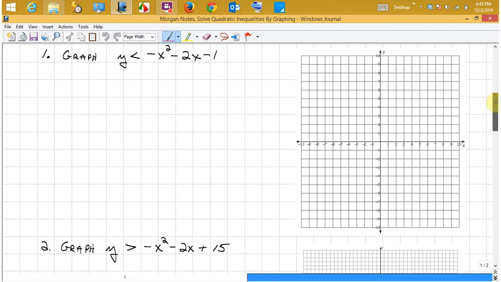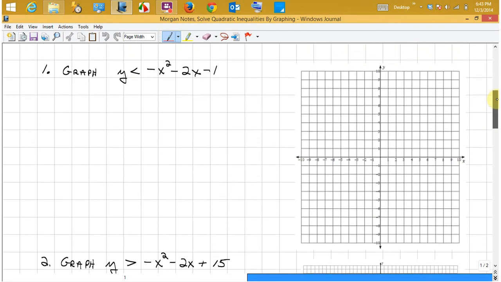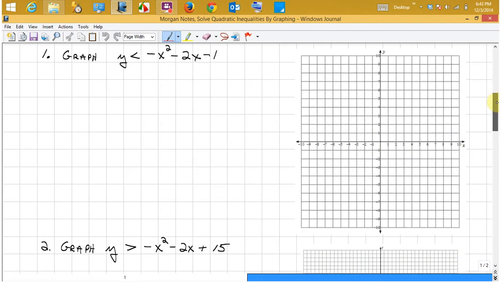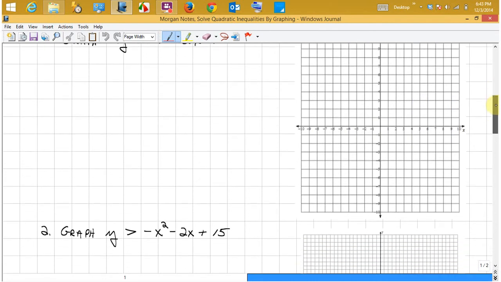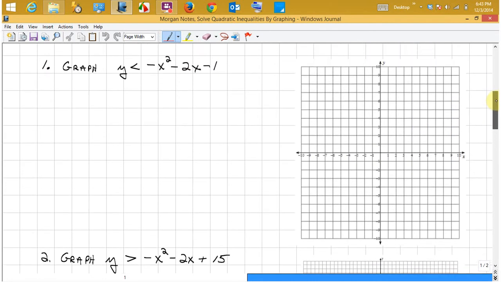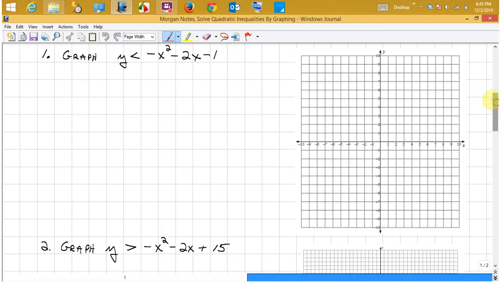Now, the examples that I have here are all in standard form. That seems to be what the book likes. But you could get one that's in vertex or intercept form. You'd use the same procedure. So let's go ahead, and what we have is y is less than negative x squared minus 2x minus 1. Notice that there is no equal to sign, so this will be a dashed parabola.